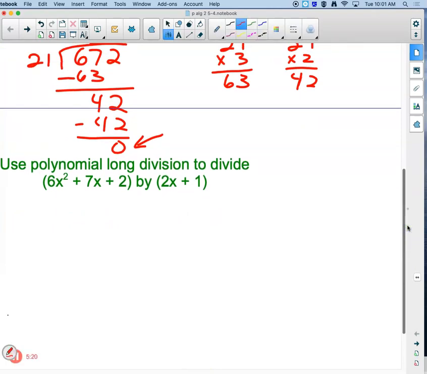So now we switch gears. We're going to use polynomial long division to divide. Now you use the same kind of symbols. Going to be a much longer division symbol this time because we've got a polynomial underneath there.